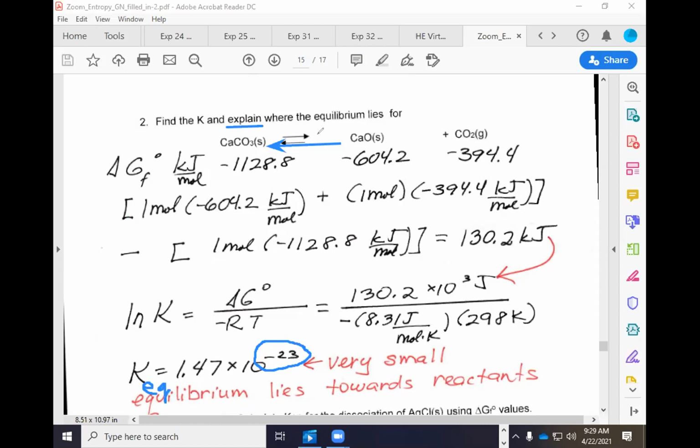Okay, so could we just put equilibrium lies to the left, or would we have to preface it with KEQ is very small, therefore equilibrium lies toward the left? It says explain. Okay. You would have to say something about this exponent. Okay, thank you.